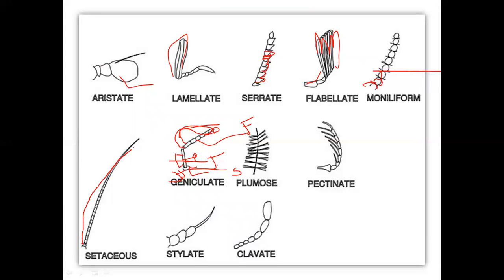Setaceous is a bristle-like structure that decreases in size from base to apex. Geniculate means the elbow shape, for example in honeybees. Plumose, with dense hair, is present on the male mosquito. Pectinate is a single comb-like structure on one side of the antenna. Stylate is an antenna with an unsegmented flagellum, a style, for example the robber fly. Clavate is a club shape on the apex. So these are the antenna types of various insects.